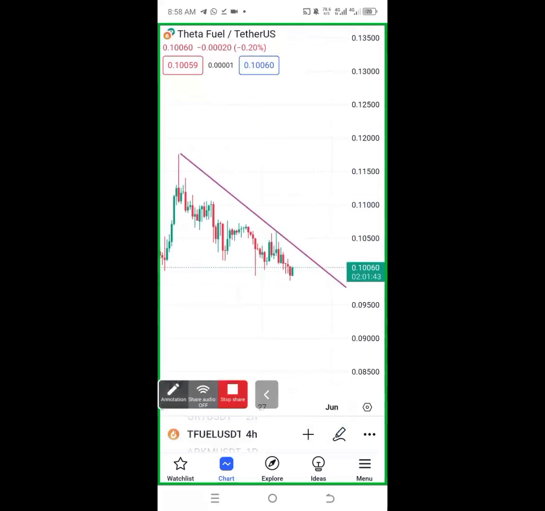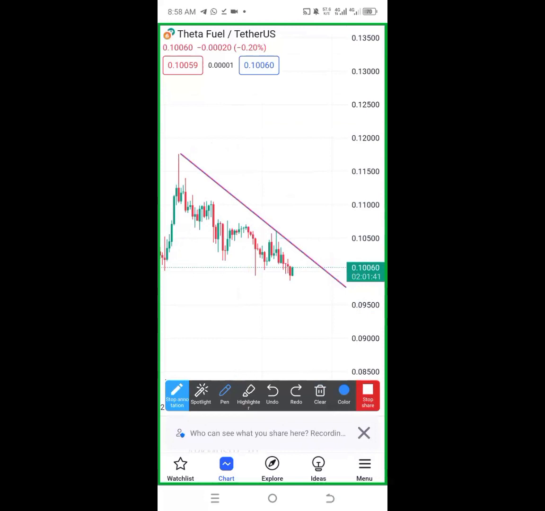So I am interested in seeing how the price is going to be faring as it approaches my resistance. What happens? It goes down. That means the next movement, once it comes here, if it is rejected, I know that it is going to continue down again.